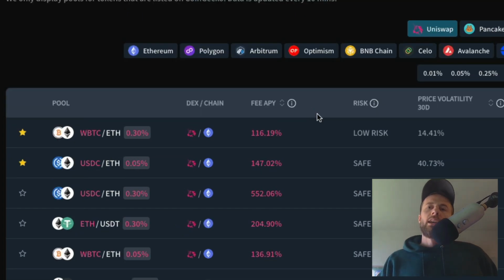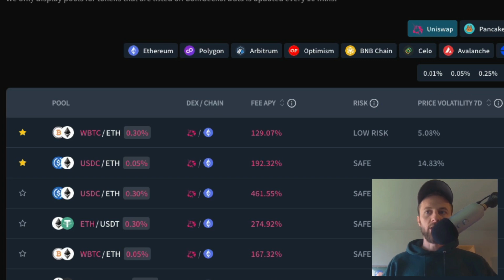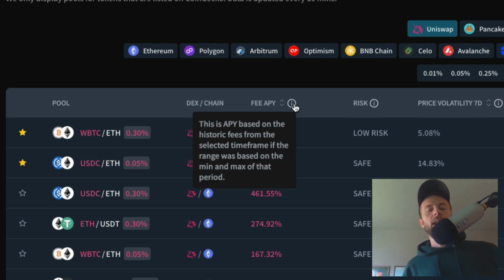So APY is the amount of yield that this pool would create based on its current data. And right now, over the last 30 days, we can change that to 7 days if we want to just look at APYs from the last 7 days. But it's looking at that last historic data. It's seeing how much yield was created from this pool.